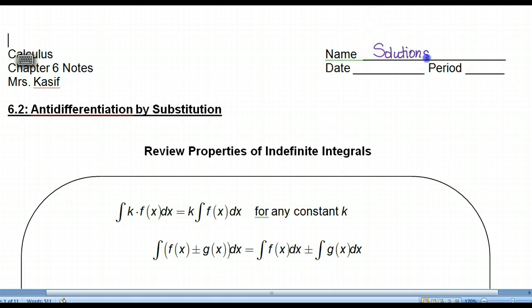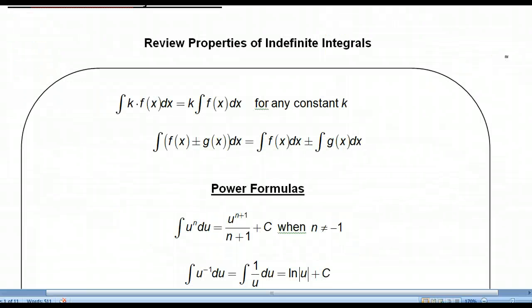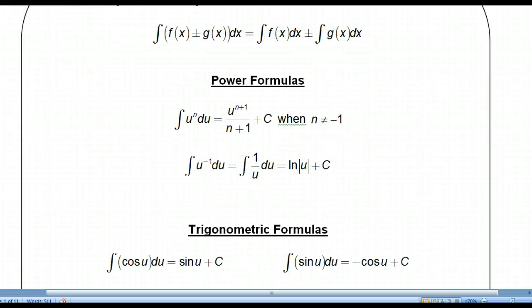Okay, so what I just put: review the properties of indefinite integrals. Remember, indefinite integrals, that's when you need to have the plus c at the end. So for example, if you have a constant, the constant can go out in front. If you have two functions added or subtracted, you can just distribute the integral. And then these are all the other formulas, the power formula. You take the exponent, you add 1, and then divide by that same.